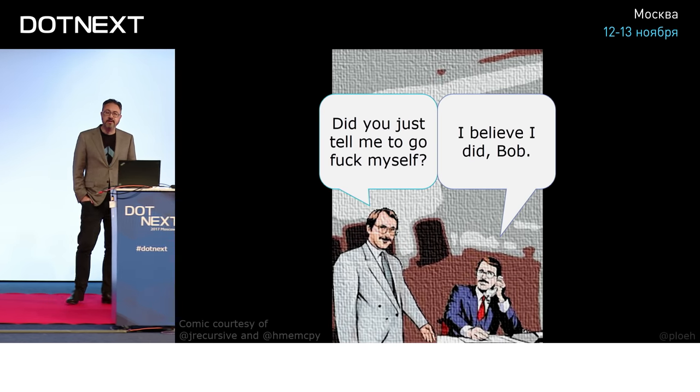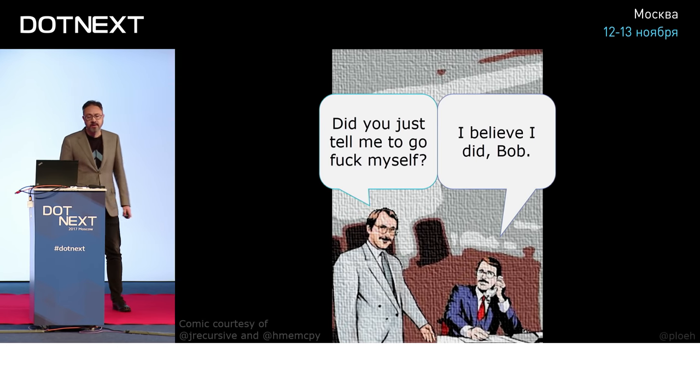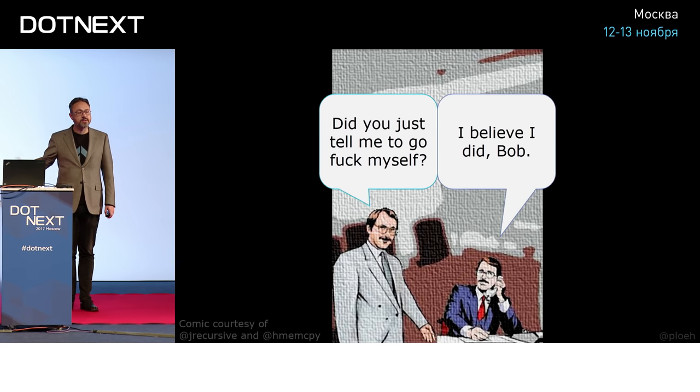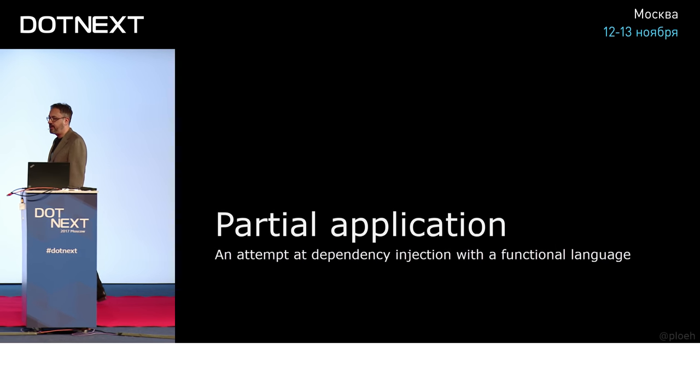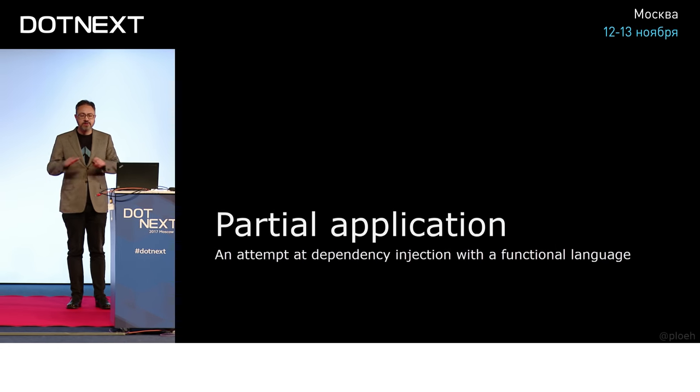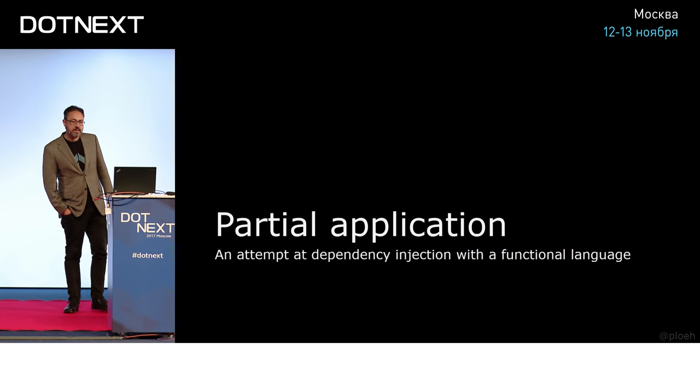So if you ask, let's say, an F# programmer, how do you do dependency injection in F#? They'll tell you to use something called partial application. So that's what we're going to look at next. So I'm not assuming that you know what partial application is.